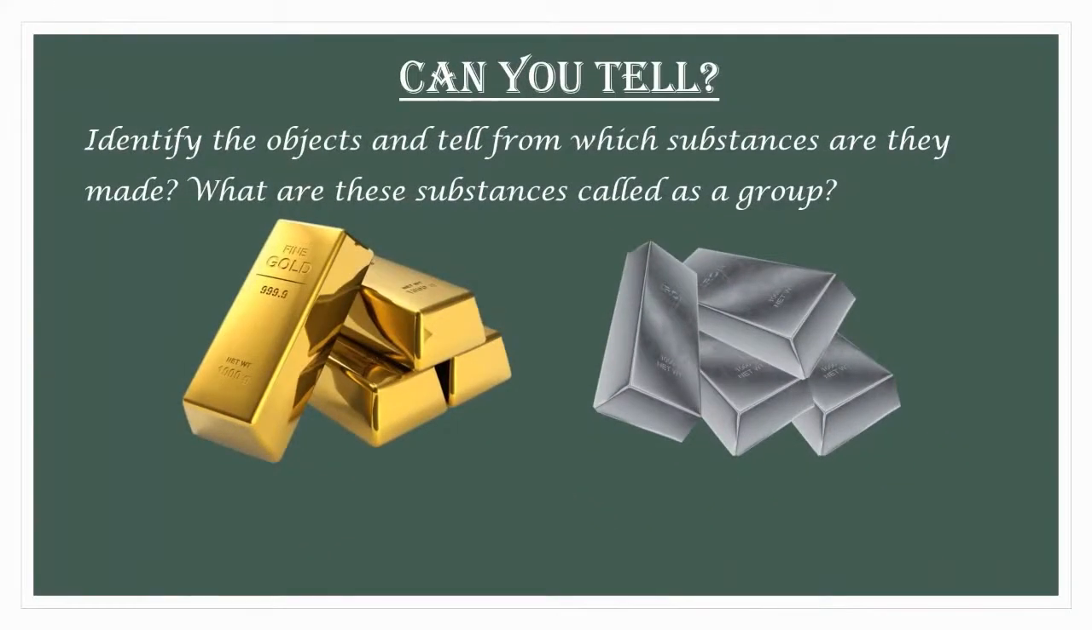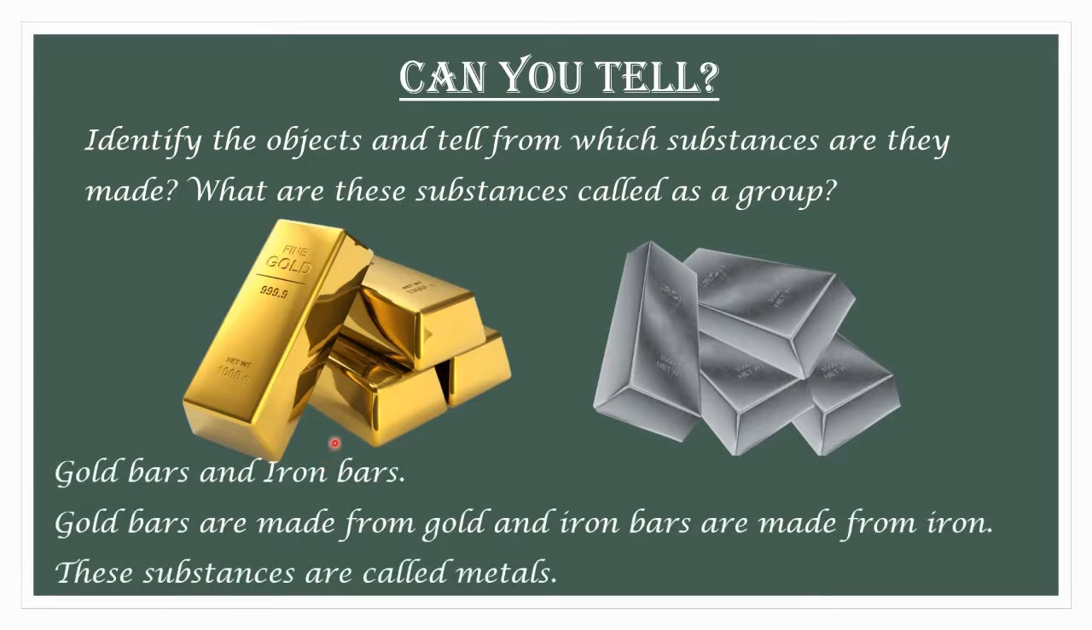Now students, identify the objects and tell from which substances they are made and what these substances are called as a group. Yes, the given objects are gold bars and iron bars. Gold bars are made from gold and iron bars are made from iron. And these substances are called metals.